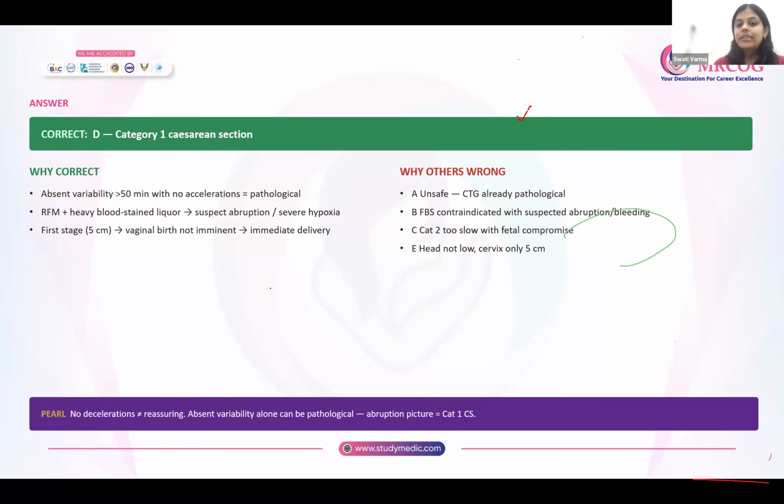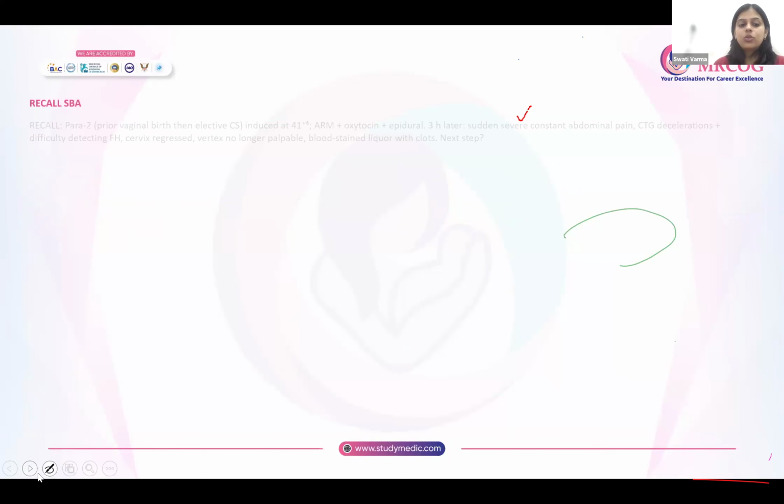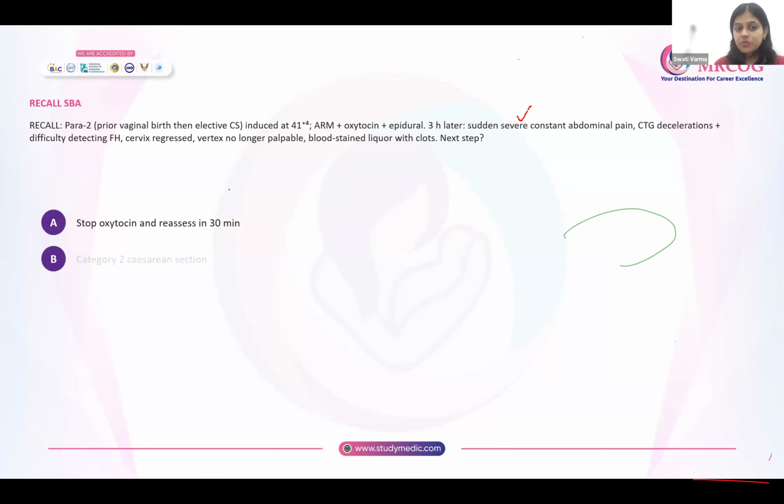FBS is contraindicated. Category 2 will be too slow and head not low. So cervix only 5 centimeters. So other options are not feasible. The best option here would be category 1 cesarean section. Why? Because there is threat to life of the fetus.